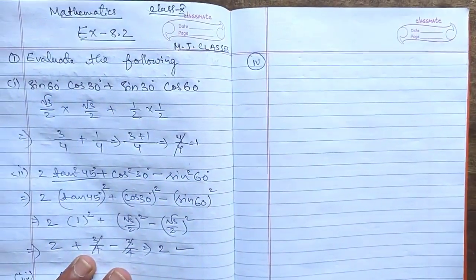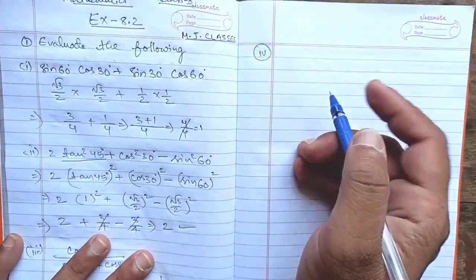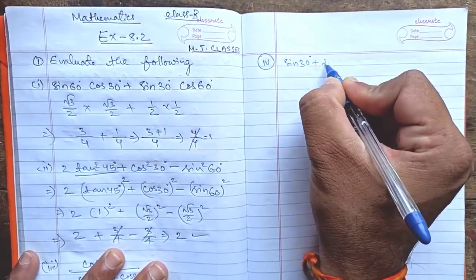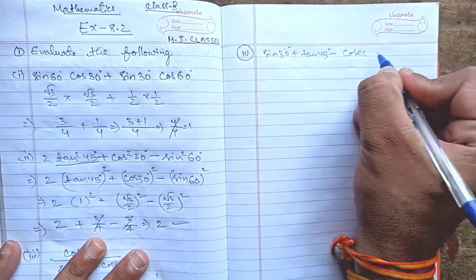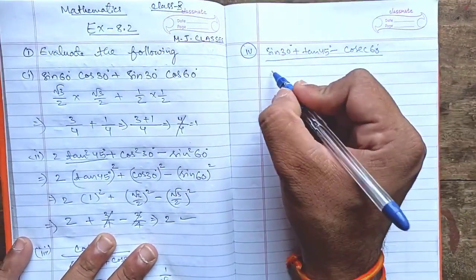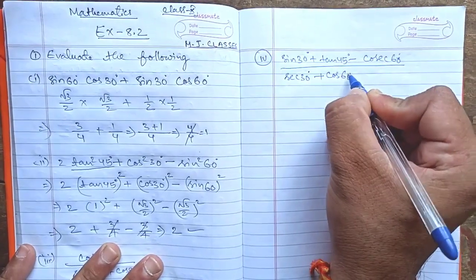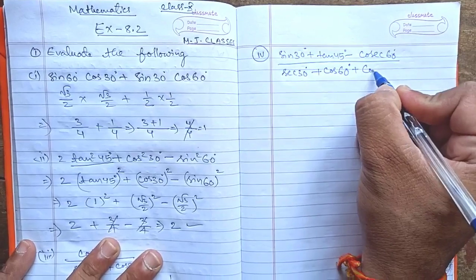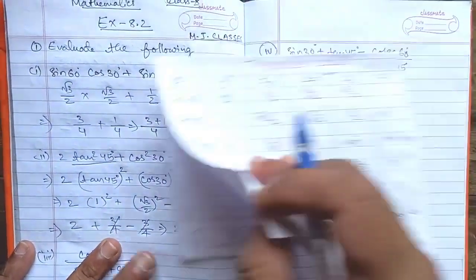Next bit, fourth bit. In the fourth bit it is given sin 30 degree plus tan 45 degree minus cosec 60 degree whole divided by sec 30 degree plus cos 60 degree plus cot 45 degree. So we will again put the values for it.